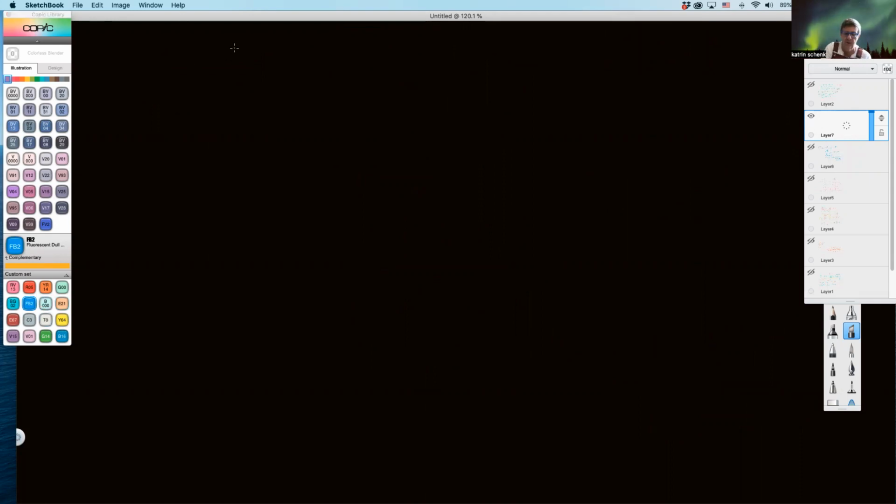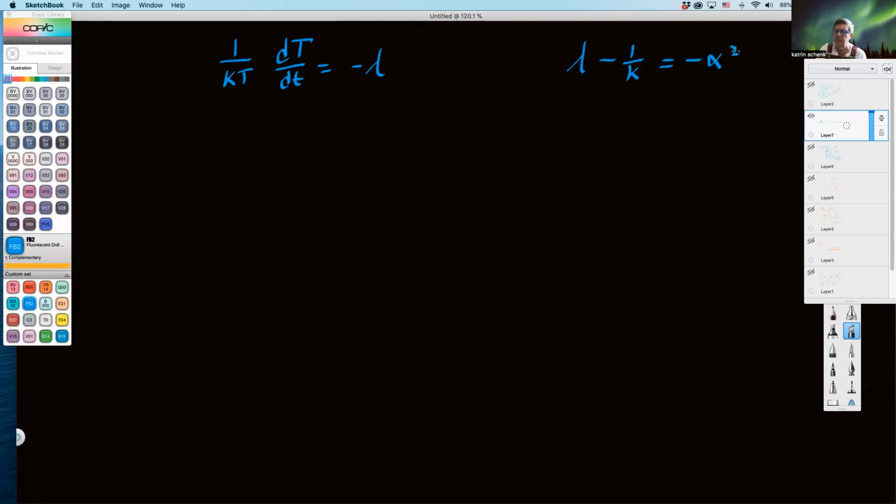All right, so we have (1/k)(1/T) dT/dt equals minus alpha. And we know that lambda minus 1 over k is equal to minus alpha squared, right? So if I solve for lambda, I get lambda equals 1 over k minus alpha squared. Great, I'll just keep the lambda around as a stand-in for this. That's okay when we solve the equation.